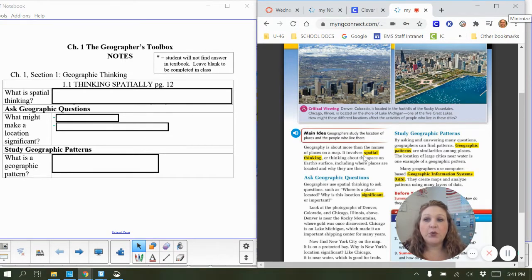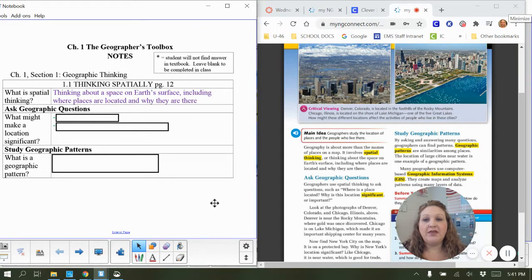answer the questions. So number 1 said, what is spatial thinking? And after reading the information here on the text, your answer should be thinking about a space on Earth's surface, including where places are located and why they are there. So thinking about the space on the Earth's surface, spatially thinking how much space there is, where they're located, why they are there. If you did not have that as an answer, then you're going to need to go back into your notes and you're going to need to change that answer or add to that answer if you did not have the correct one.